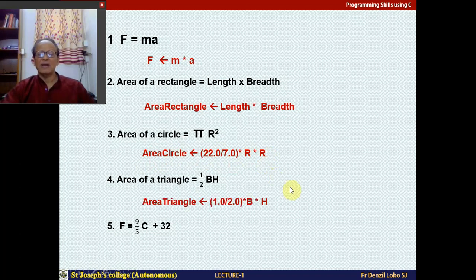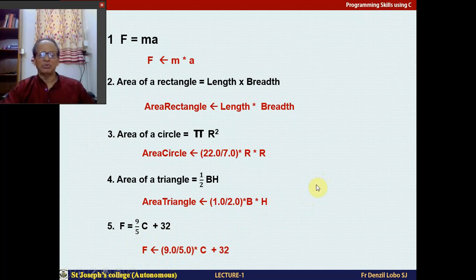Then area of a triangle, half BH, that is 1 divided by 2 into B into H, and assign it to the variable called area triangle. And with that we come to the last of these assignment statements. There's conversion of temperature in centigrade to Fahrenheit, 9/5 C plus 32. Therefore, it has to be 9.0 divided by 5.0 into C plus 32, and assign that value using the assignment operator to F.